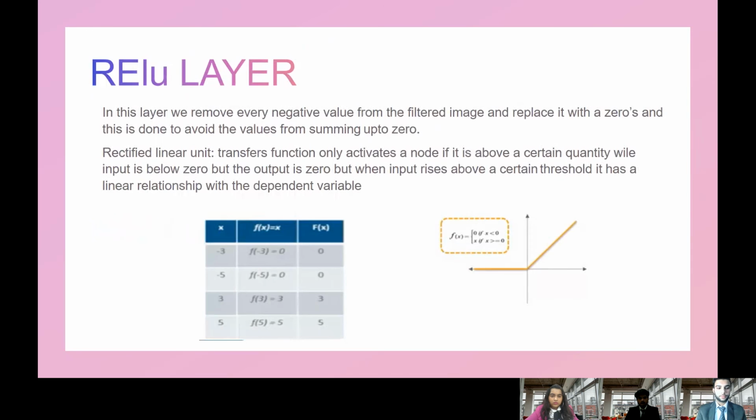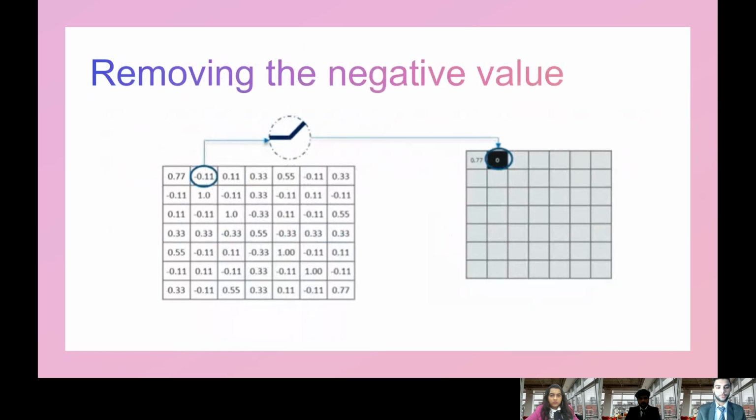This is the second layer, called the ReLU layer. ReLU layer is nothing but an activation layer. What I mean by this is that it will only activate a node if the input is above a certain quantity, while if the input is 0, the output is also 0, removing the negative values. So what we want is to remove all the negative values in this matrix.